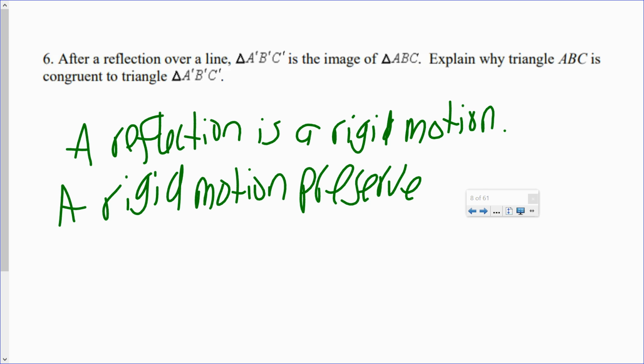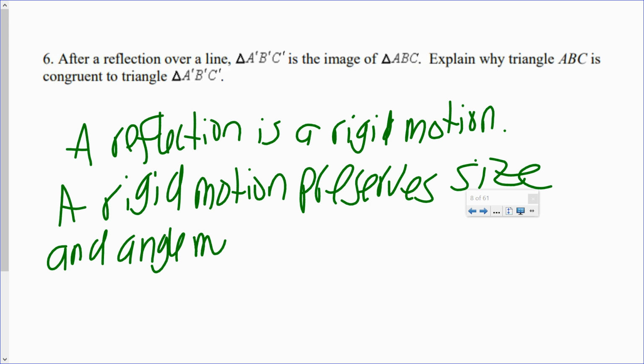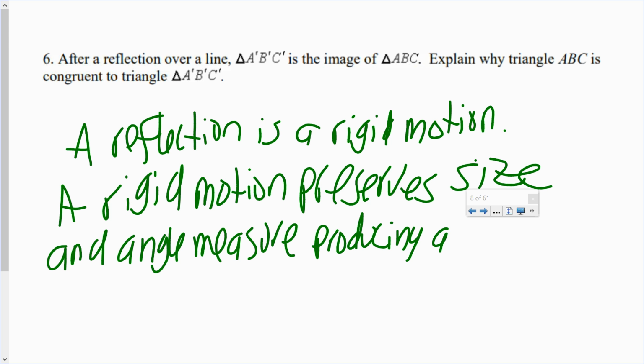Pause. Got to catch up. Producing a congruent figure.